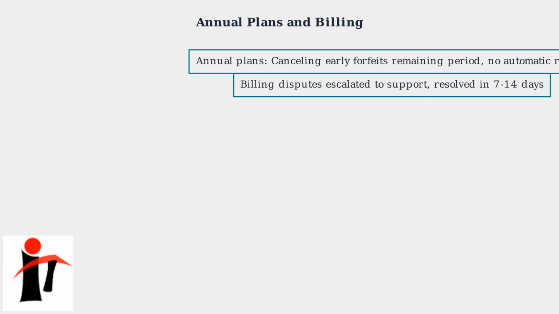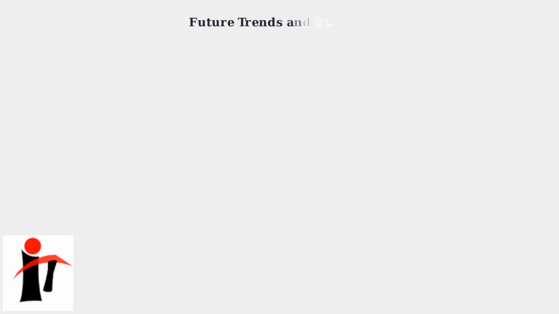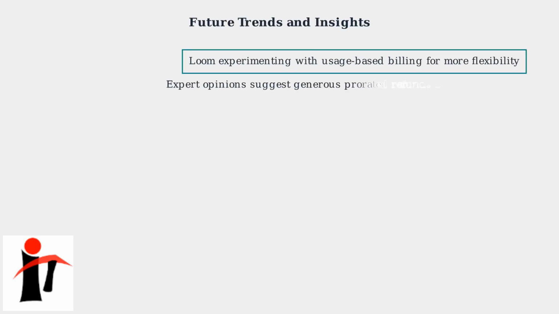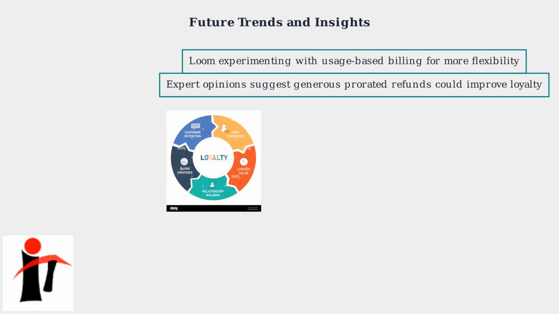Billing disputes can be escalated to Loom support for review, usually resolved within 7 to 14 days. Keep in mind that Loom is experimenting with usage-based billing, which may offer more flexibility in the future. As expert opinions suggest, more generous prorated refunds could improve customer loyalty.